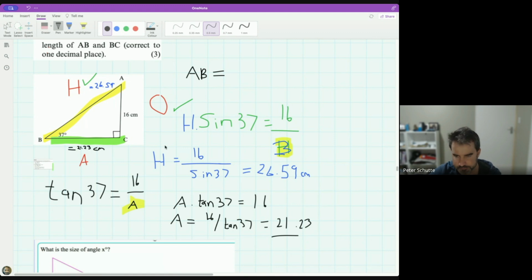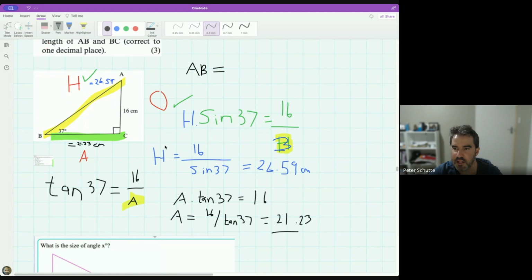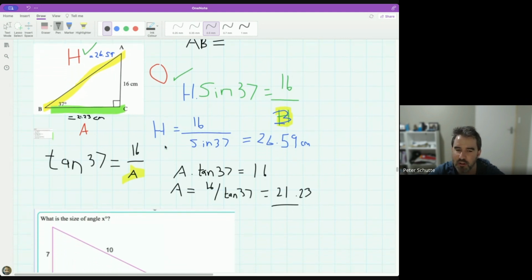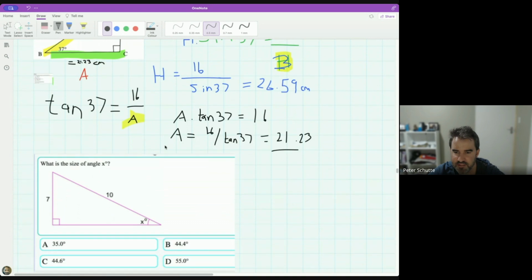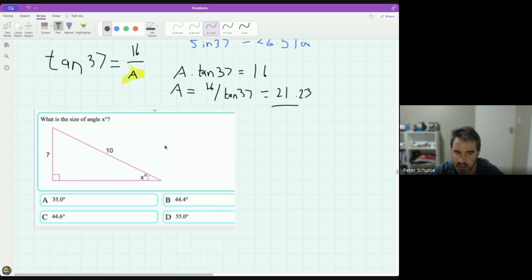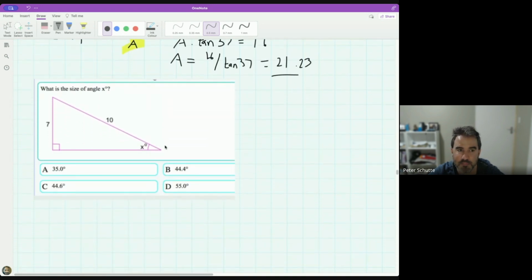Okay. Cool. So it's been worthwhile to go through this. Now, the last thing we're going to do for tonight is we're going to do this a little bit in reverse. So instead of being given a missing side, I'm now going to give you a missing angle, right? So if we look at this, this is the missing angle. And what we do is we go through and we label our sides.